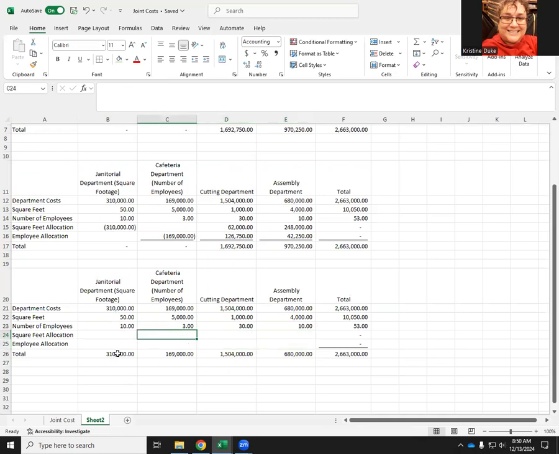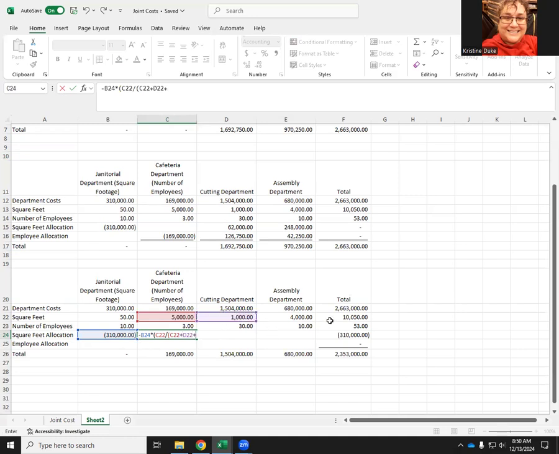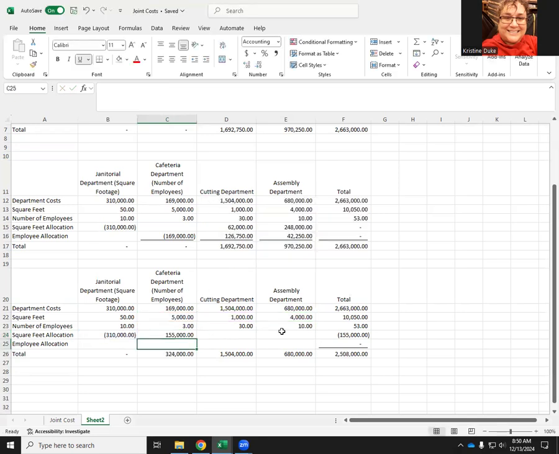Since janitorial is my first one, I am going to allocate a portion of the cafeteria to the janitorial, which is probably a good thing, right? This times, okay, this divided by this plus this plus this. Okay. Keep forgetting that last one. Okay, so there we go.